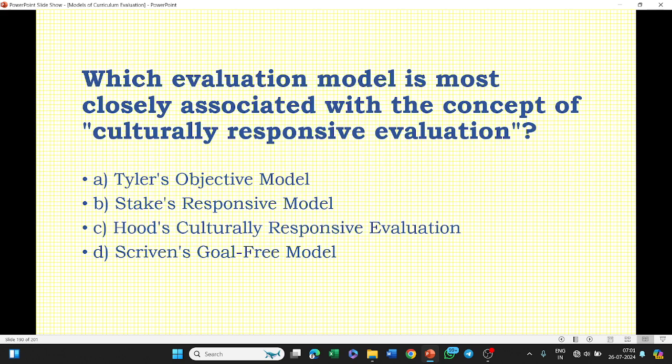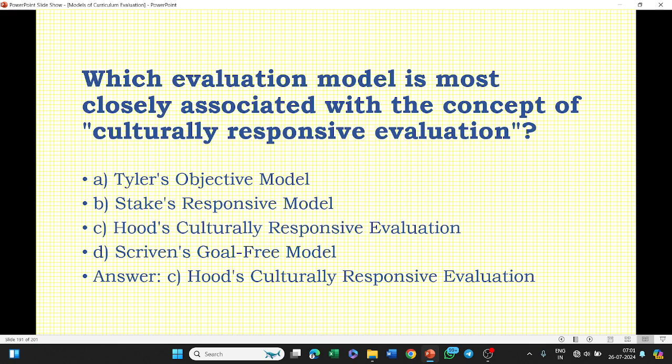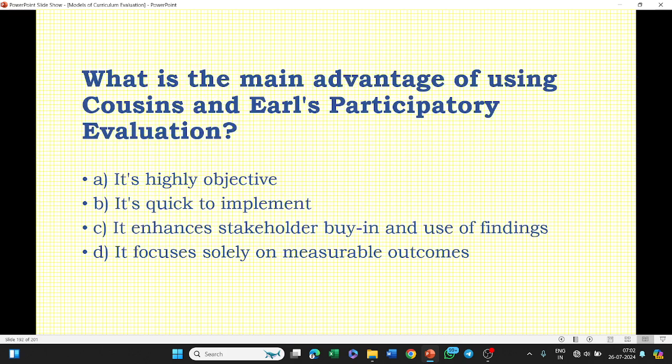Next, which evaluation model is most closely associated with the concept of culturally responsive evaluation? Options: Taylor's objective model, Stake's responsive model, Hood's culturally responsive evaluation, Scriven's goal-free model. The answer to this question is option C, that is Hood's culturally responsive evaluation.